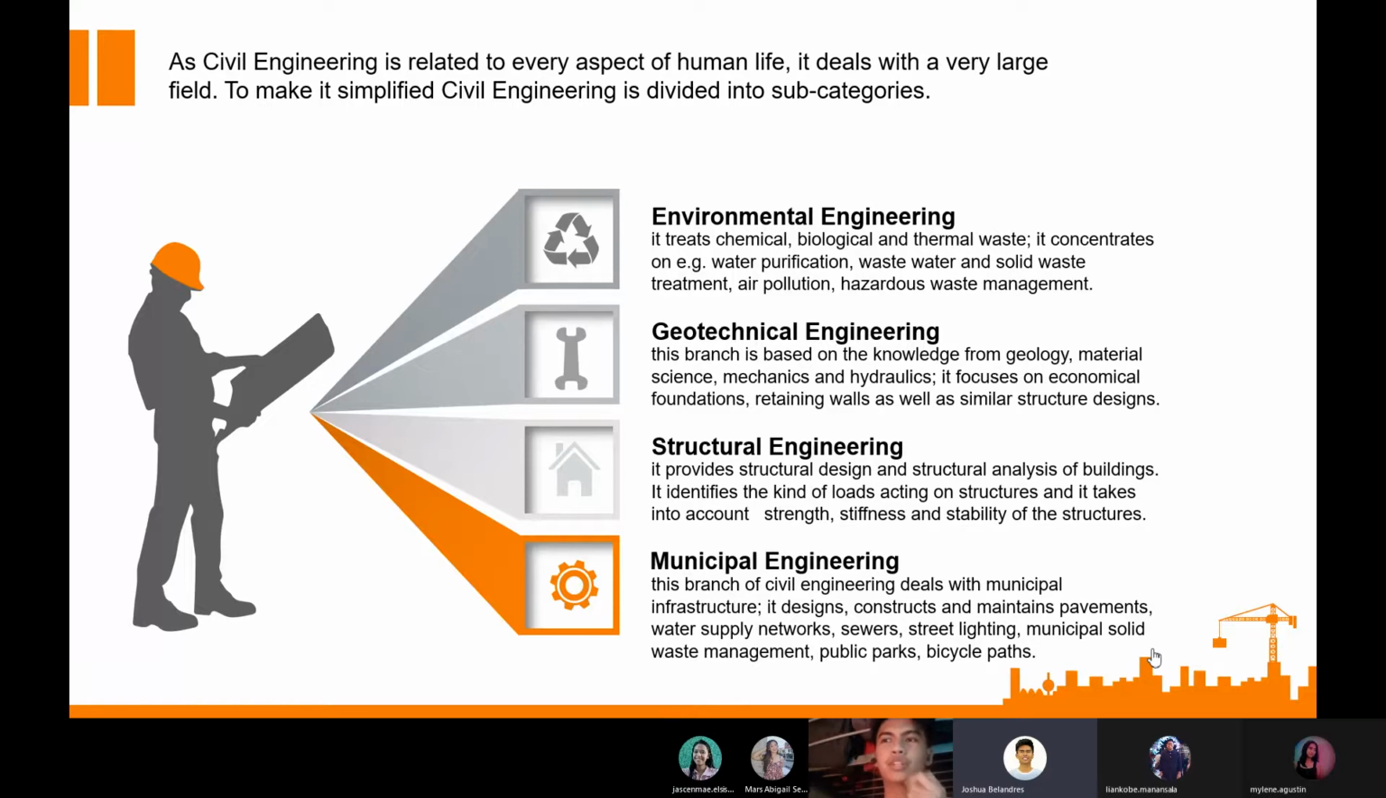Okay, so this branch of civil engineering deals with municipal infrastructure. It designs, constructs, and maintains pavements, water supply networks, sewers, street lighting, municipal solid waste management, public parks, and bicycle paths. Okay, so next.